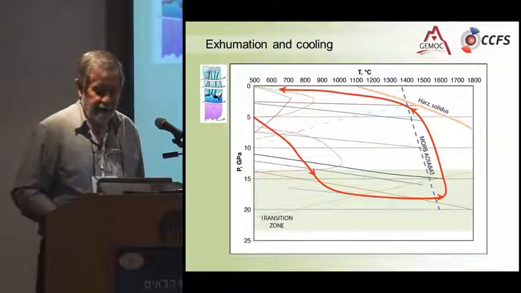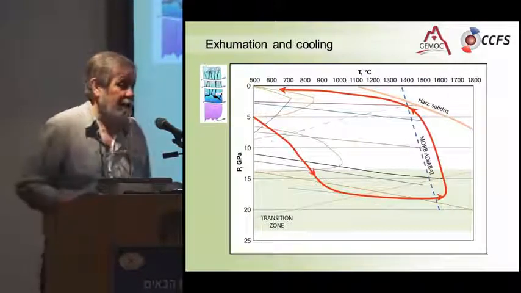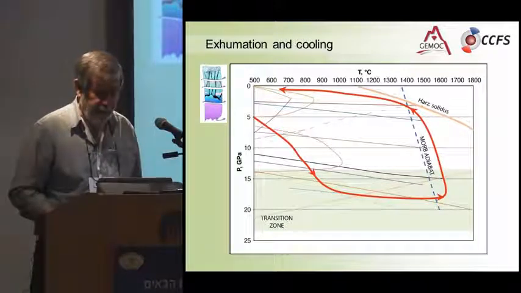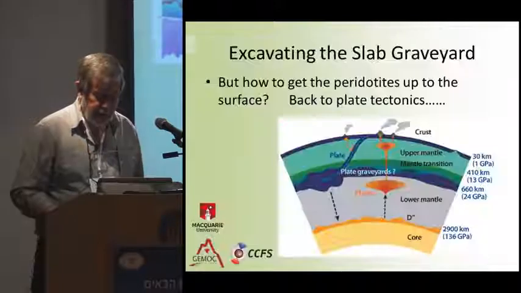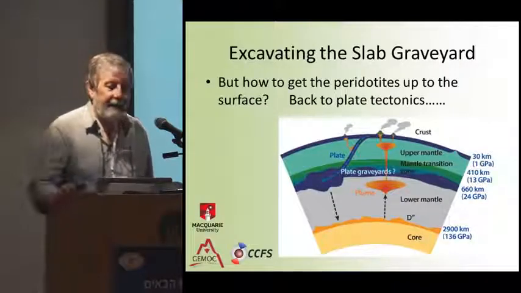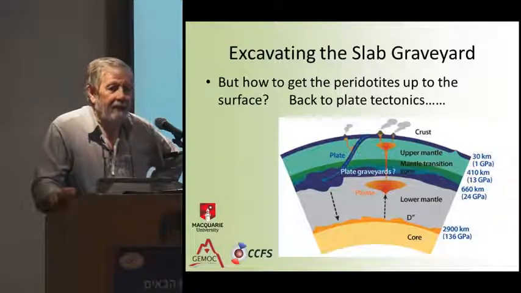We'll try to avoid melting it, take it under the solidus, under the Harzburgite solidus here, because we don't see any real sign of much melting in these things, and then take it on back down to some low temperature and so forth. So effectively what we're doing is excavating these things up out of the slab graveyard, the transition zone.